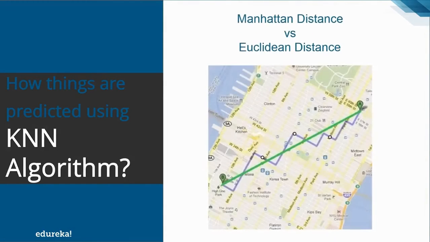So this slide shows the difference between Euclidean and Manhattan distance from point A to point B. Euclidean distance is nothing but the direct or the least possible distance between A and B, whereas the Manhattan distance is the distance between A and B measured along the axes at right angles.